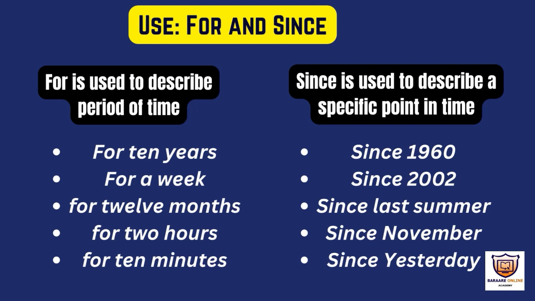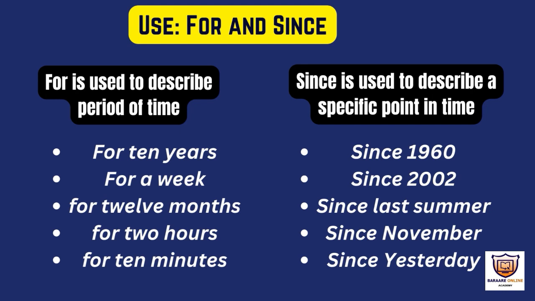Also, since we use it to describe a specific point in time, since 1960. For example, we don't know the length of the time. For example, someone has written a book and then he said this action was happening since 1960, and the book was written maybe 5 years ago or 20 years ago. In that case, we don't know the length, but we know the exact time that the action has happened. For example, since 1960, since 2002, since last summer, since November, since yesterday.